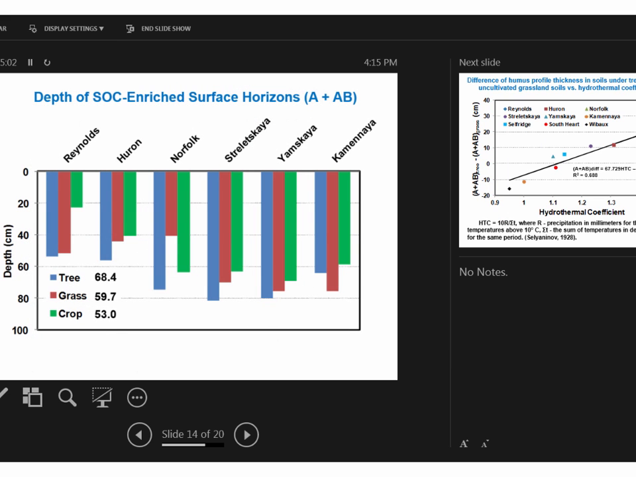The analysis with the hydrothermal coefficient is based upon the depth of that surface, organic-rich horizon, whether it's an A horizon or an A plus or AB horizon, depending on the biology and the descriptions of these soils.